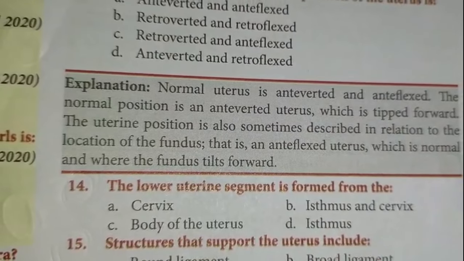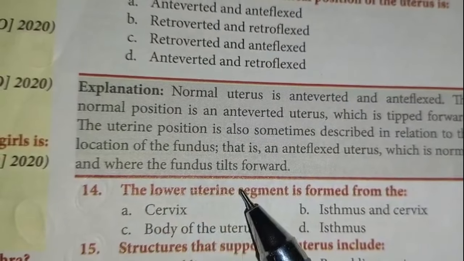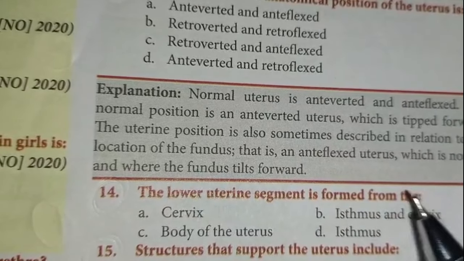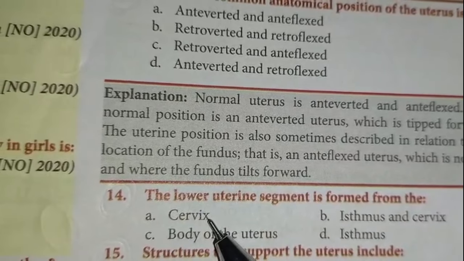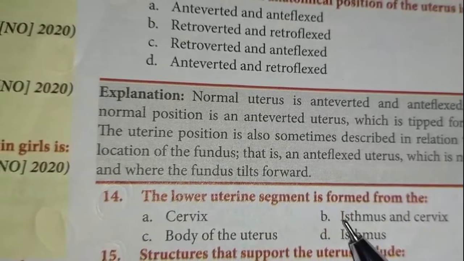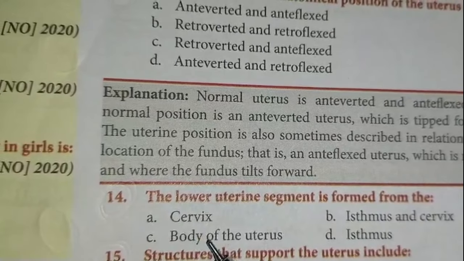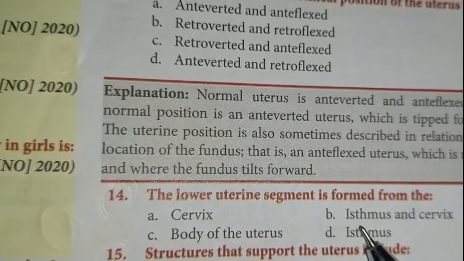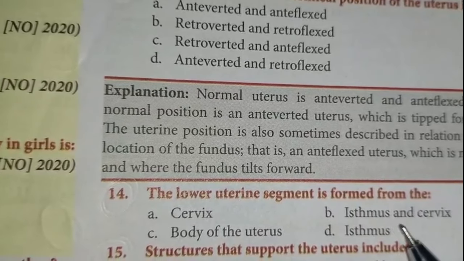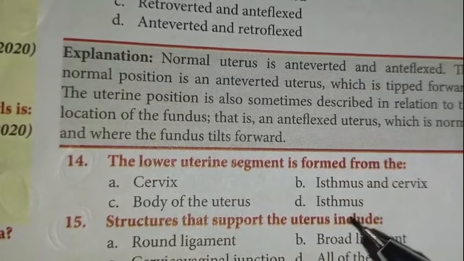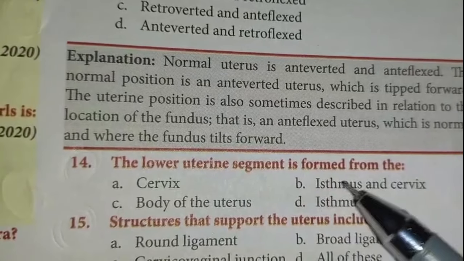And the next question is, the lower uterine segment is formed from the option A cervix, option B isthmus and cervix, option C body of the uterus, and option D isthmus. And the correct answer is option B isthmus and cervix.